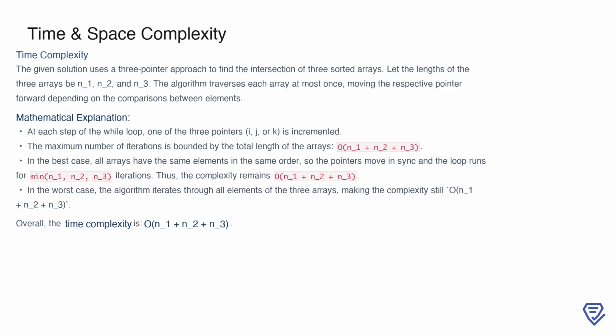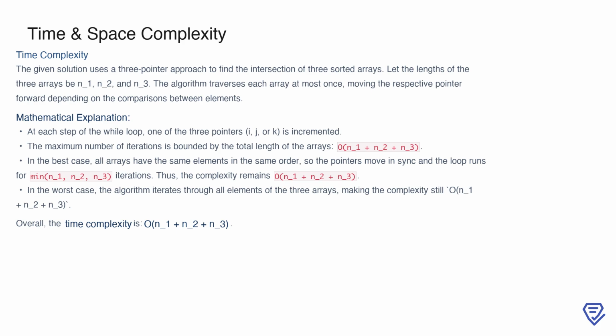Here, we analyze the time complexity of the solution. The algorithm uses a three-pointer approach to efficiently find the intersection of three sorted arrays. Let's denote the lengths of the arrays as n_1, n_2, and n_3. The key idea is that each pointer moves forward depending on the comparisons between elements at their respective positions in the arrays. At each step of the while loop, one of the three pointers is incremented, ensuring that no pointer moves backward. This means that in the worst case, each pointer traverses its entire array, leading to a maximum of n_1 + n_2 + n_3 iterations.